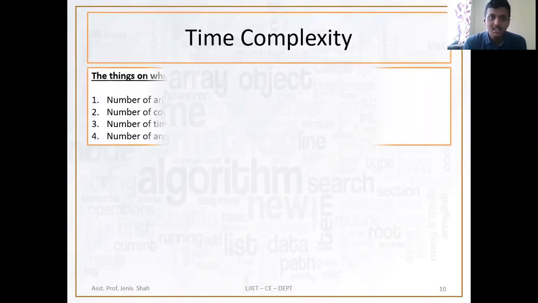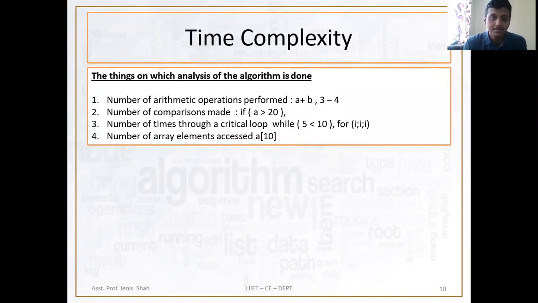In our previous lecture, we studied time complexity, right? About algorithm analysis, how the algorithm analysis will be done. As far as our previous lecture is concerned, algorithm analysis can be done by two things. The first one is space complexity and the second one is time complexity. Space complexity means how much space is occupied by an algorithm in memory.